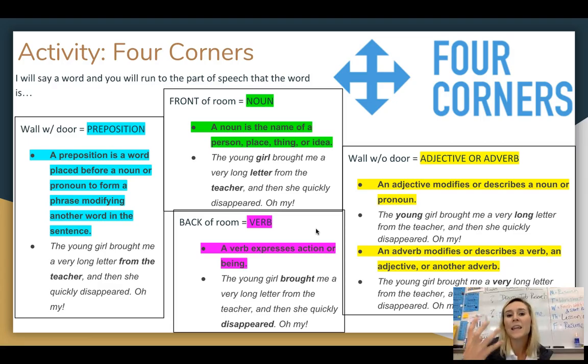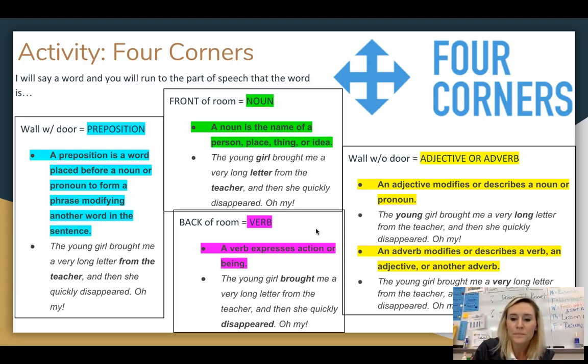So it's the thing that is being done. It is the action that occurs. And finally, adjectives and adverbs. An adjective modifies or describes a noun or a pronoun, okay? The young girl brought me a very long letter from the teacher, and she quickly disappeared.